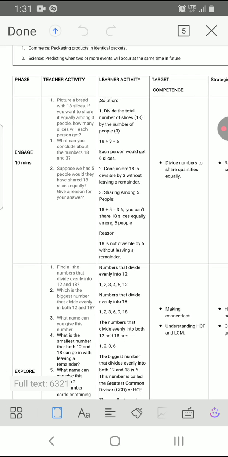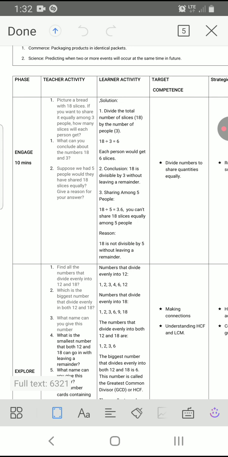So at engage stage, we used an example where a person has 18 slices of bread and wants to share them among 3 people. So this is the scenario I have given the pupils at engage stage. We've also asked 2 other guiding questions. What can you conclude about the numbers 18 and 3?